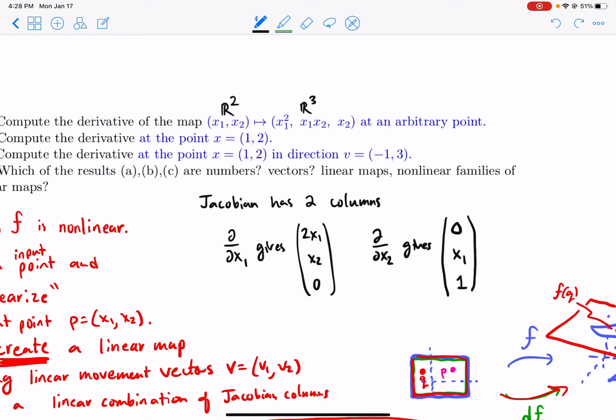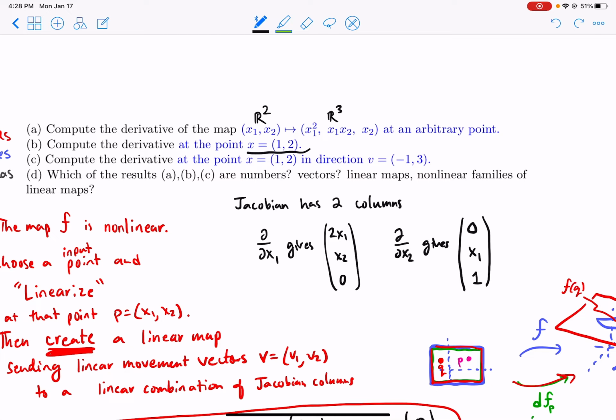Okay, and then compute the derivative at this point. So now we've picked the point. Now we'll finally get an actual linear map. The answer of part B will be a linear map. The answer of part A was many linear maps. We didn't choose which one yet. And then the answer of part B is actually we plugged into the linear map and we got a vector.